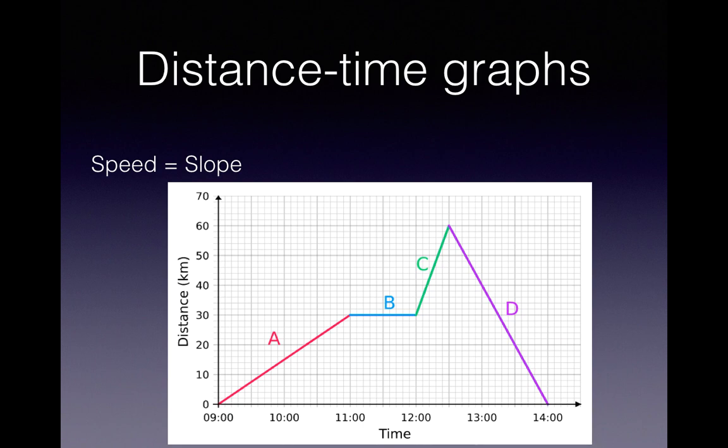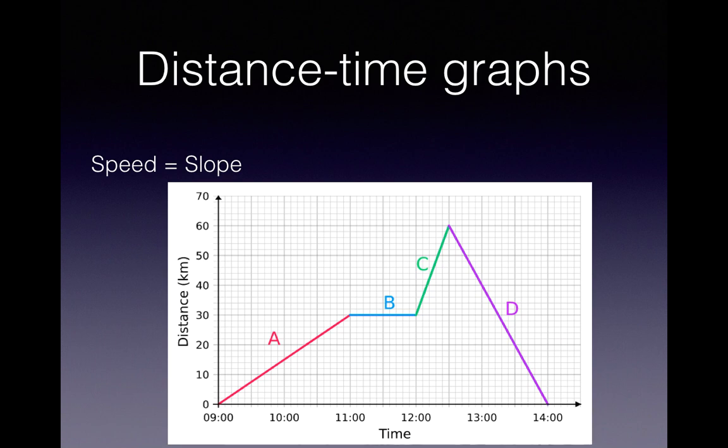Let's start with A and we're reading from left to right. So A, as time goes by, the distance increases. That means that the person is going further and further away from where they started from. Look at B. As time goes by, between 11 and 12, the distance stays the same. That means the person is stopped. Let's have a look at C.